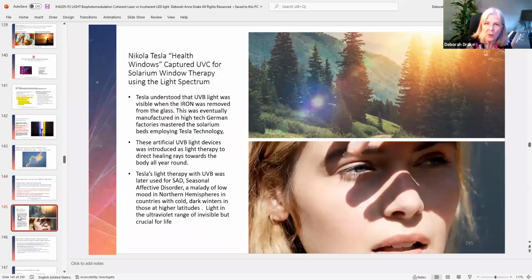So I wanted you to be aware that Nikola Tesla produced lights that captured UVC in his solarium windows. He noticed that UVB light was visible when you took the iron out of the glass of the window. So eventually they manufactured high-tech German windows that were solarium bed windows employing these Tesla technologies with no iron in the glass, so that the UVB light would help the skin and the people with, you know, leprosy or whatever skin conditions they were having.